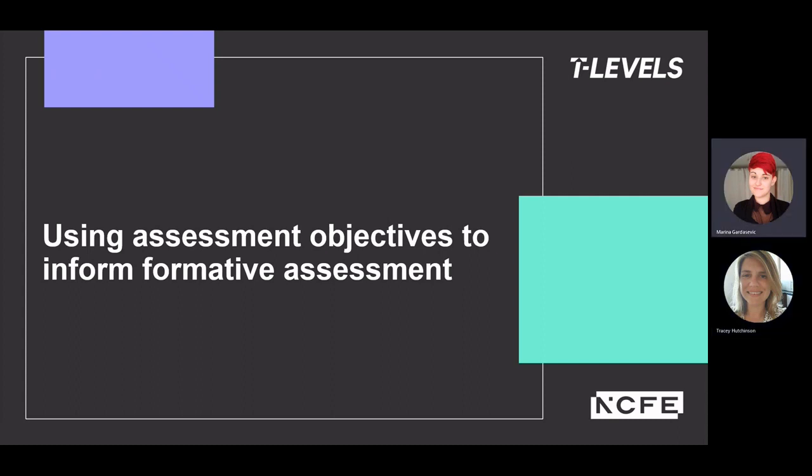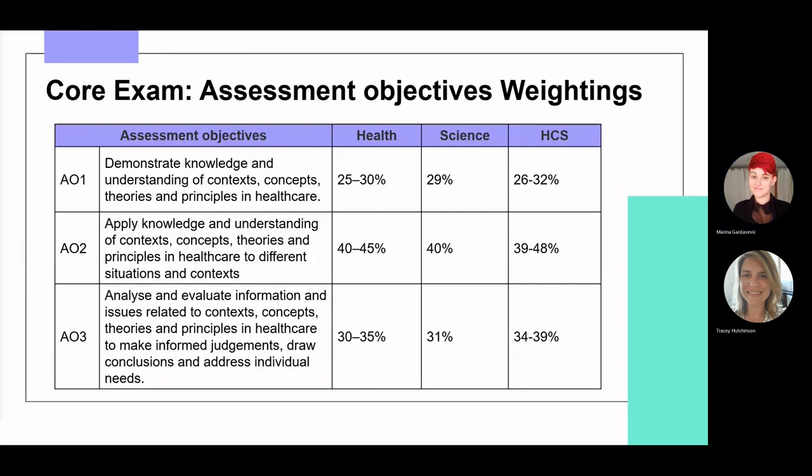Thank you, Tracy. So yes, with our understanding of the assessment objectives, we can use this to help inform our formative assessment. So looking at helping with the core exams, we have assessment objectives for the ESP and we have assessment objectives for the core exams. The core exams have got 3 AOs. The first being to demonstrate knowledge and understanding. The second, applying that knowledge and understanding. And then the third, analysing and evaluating.